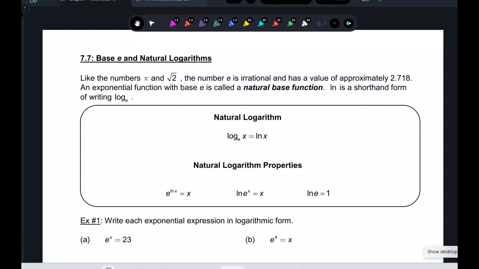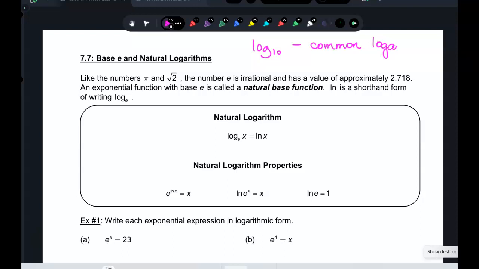Log base 10. Those are what we called the common logarithms. I had mentioned they are used for things like the Richter scale, measuring the magnitude of earthquakes, and in measuring sound, like decibels. Don't worry, we don't really get too much into the application, but those of you moving into pre-calculus next year will learn how to apply some of these things. Sometimes we just have to learn the basics, and then in the future you learn how to apply them.